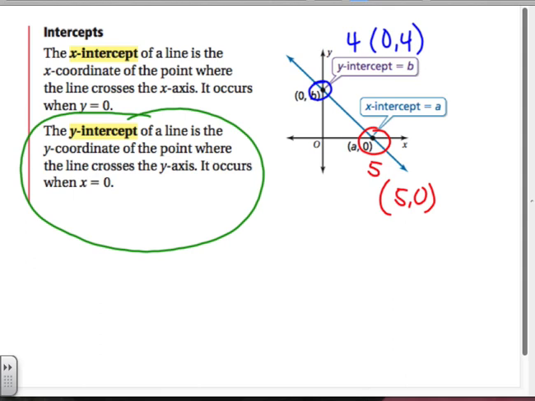Well, the y-intercept is represented by a b. Don't ask me why. I don't know why. I guess I could research it and find out. Maybe you should research it and find out and tell me. How about that? That'd be awesome.